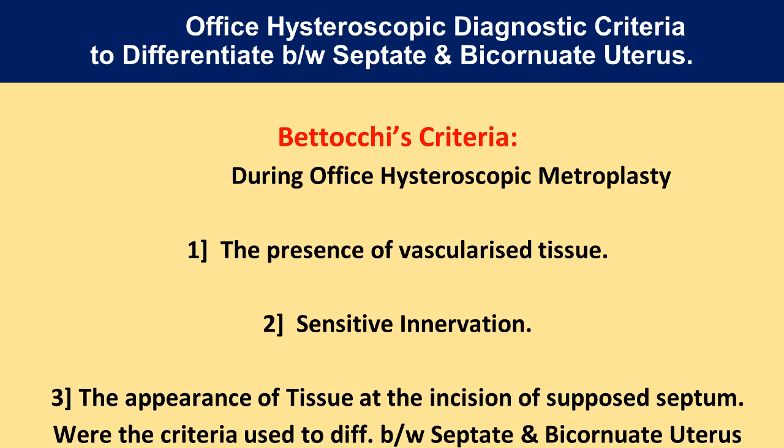If the patient starts shouting with the first cut itself, that is there is sensitive innervation which is always there in muscle, that is it's a bicornuate. If there is the appearance of tissue at the site of incision, that is a pinkish tissue, then it is definitely a bicornuate, not a septum. So these were the criteria laid, which is called Bettocchi's criteria.